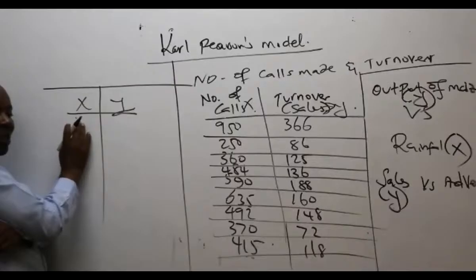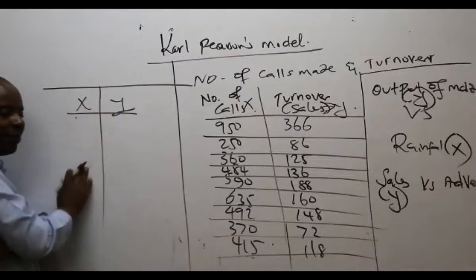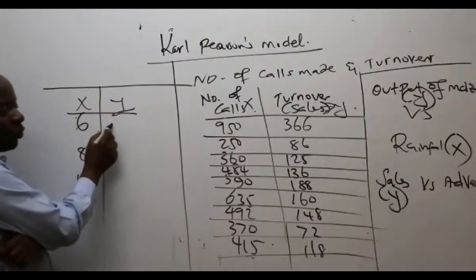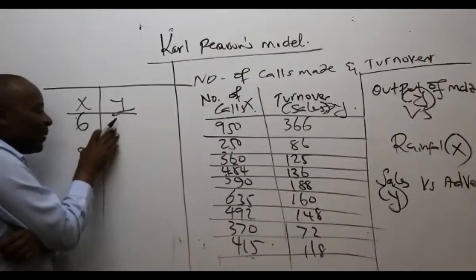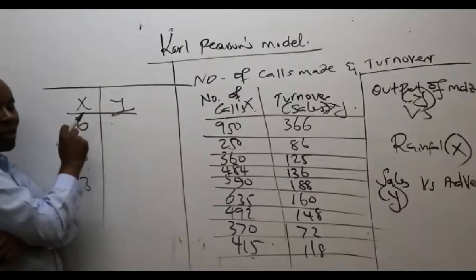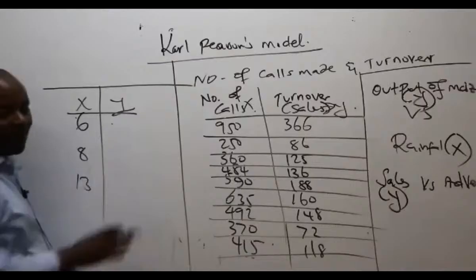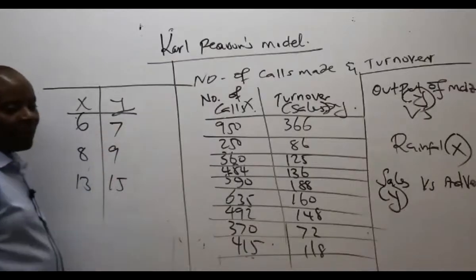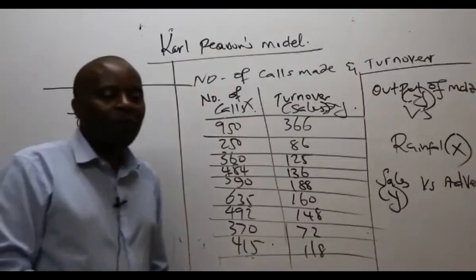No, I don't want the summations. I want the individuals. I want the individual items. Was it 6, 8 something? 6, 8, 13. How about Y? Not the summation, but the Y parameters, the Y metrics. So inakuwa ni 7, 9, 15. So the gentlemen will take exactly 5 minutes break.